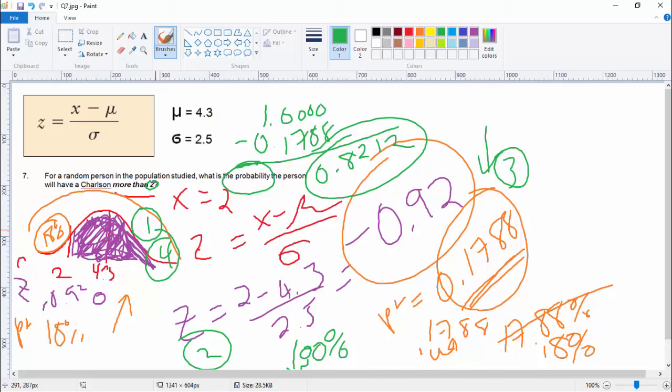Is we looked to make sure that the probability we got was the right piece, and it wasn't the right piece. If it had been the right piece, if the question had been, we'll have a Charleston score less than 2, well, that makes sense. We got the answer. But since we needed the other piece, then we had to do post-processing up here, which is number 5. And we'll go through this again with the next question.